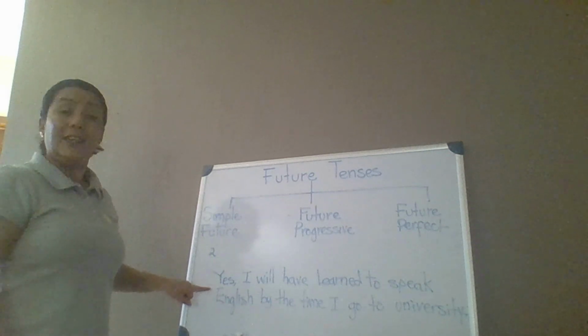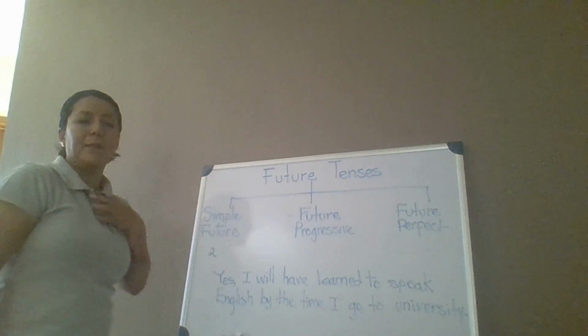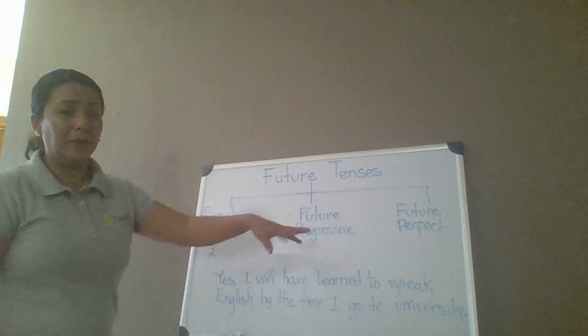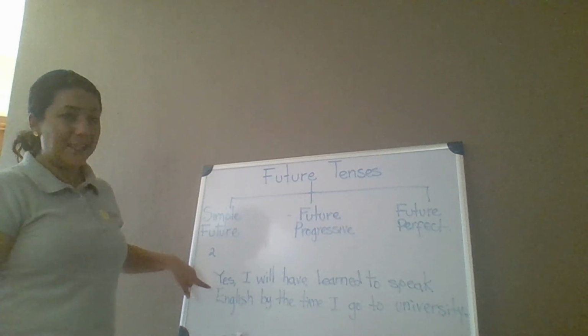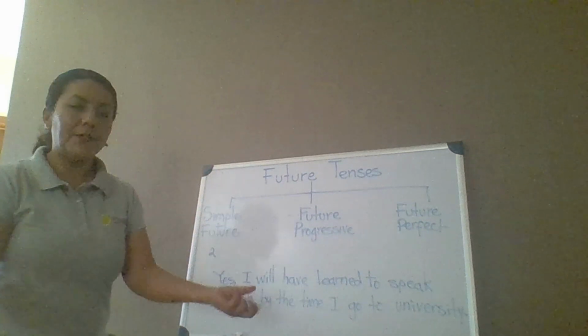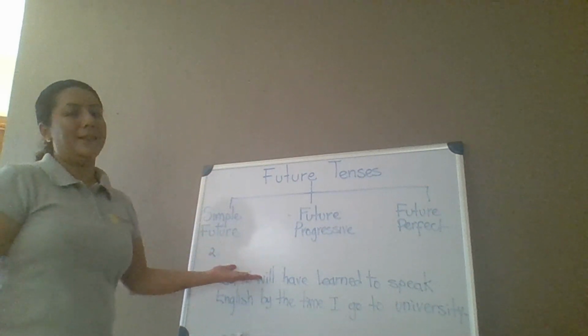All right, here's number 2. Number 2 says, yes, I will have learned to speak English by the time I go to university. If this one is saying yes, this is the answer. Now, what's missing? The question. The book's giving you the answer, so you have to write the question.